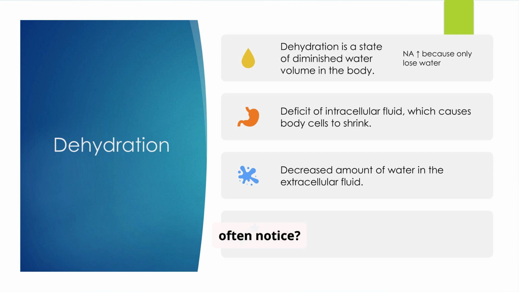First thing you'll often notice, weight loss. Then look for dry lips, sunken eyes, low urine output. Severe cases show lethargy and tachycardia. This is an emergency, especially in infants.